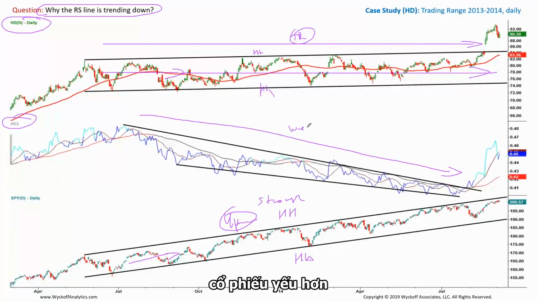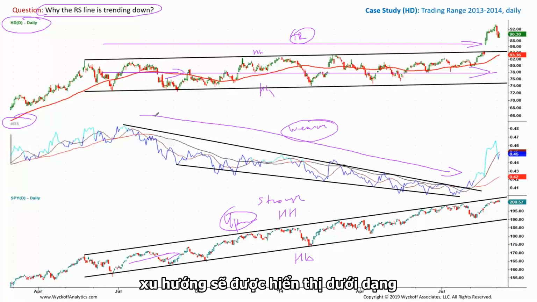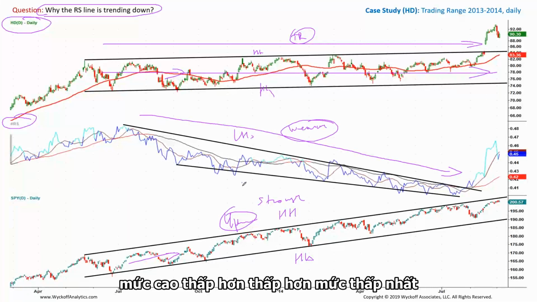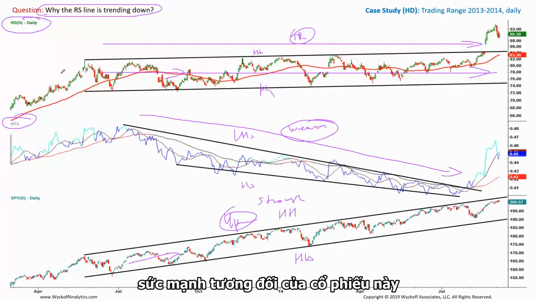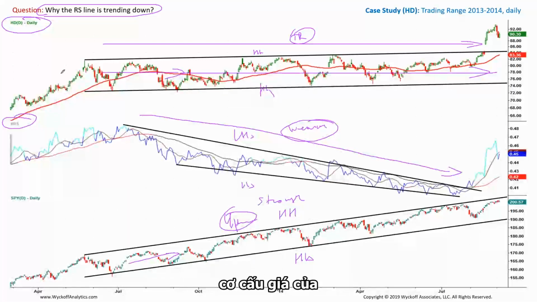Therefore, the stock is weaker, and on the relative strength trend is going to be shown as lower highs, lower lows, despite the prices being in consolidation for the stock. It's not about the structure of the price that would define for us the relative strength of the stock. It's the structure of the price of the stock relative to the price structure of the market proxy, in this case, SPY.